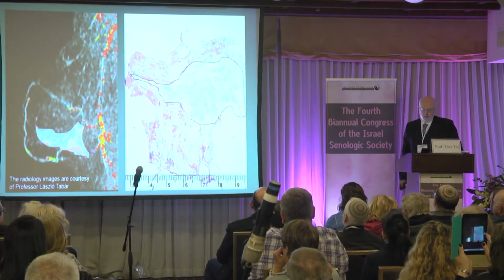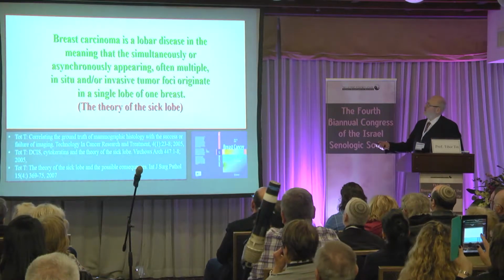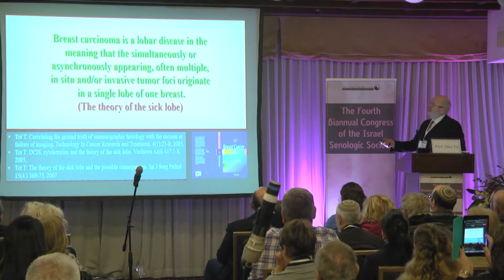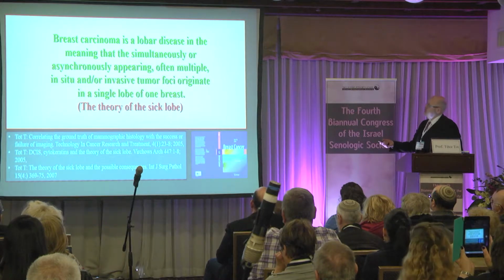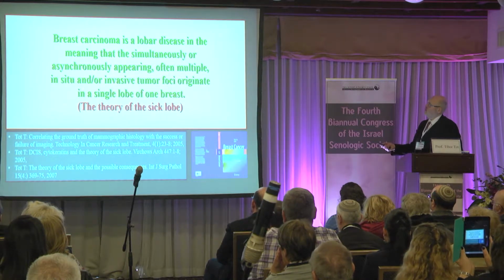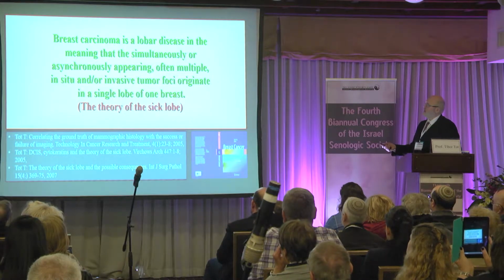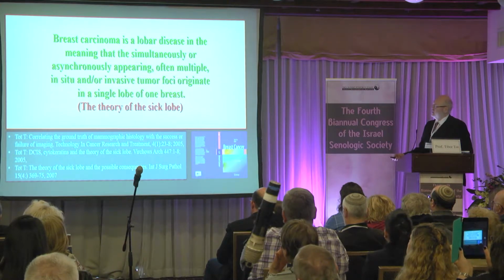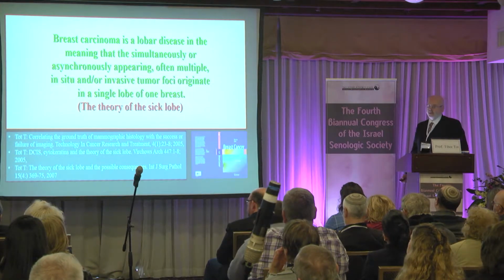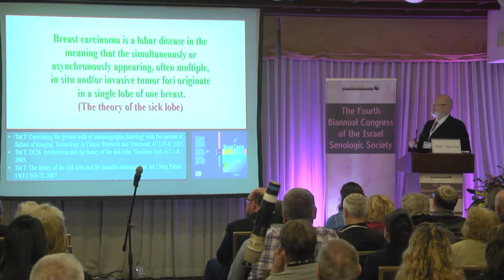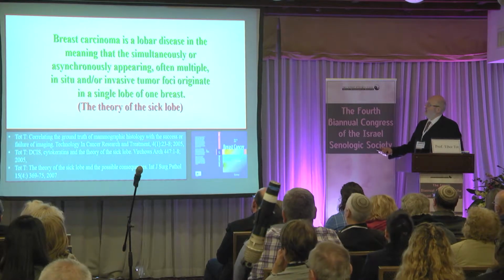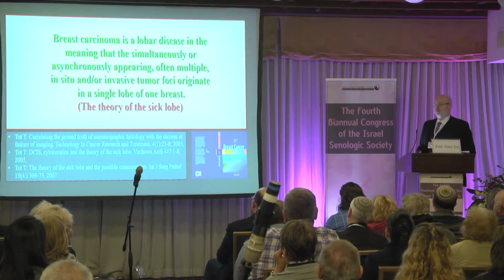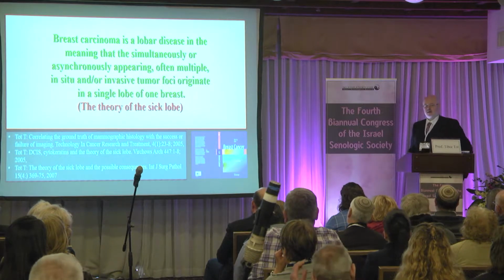And this high-grade DCIS is also on the histology, and you see it reminds me of a pyramid, a triangle, a lobe. This made me formulate this concept, the theory of the sick lobe, stating the following: that breast carcinoma is a lobar disease, in the meaning that the simultaneously or asynchronously appearing, often multiple in situ and invasive tumor foci originate in a single lobe of one breast. 19 healthy lobes and 1 sick. Okay, originate is the key word here, because during the evolution of the carcinoma, the tumor leaves the area of the lobe.